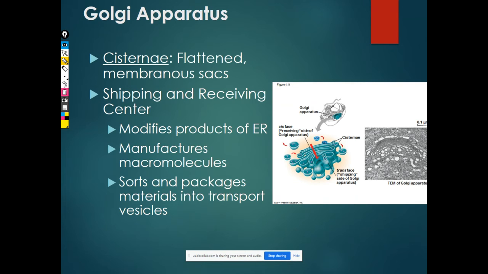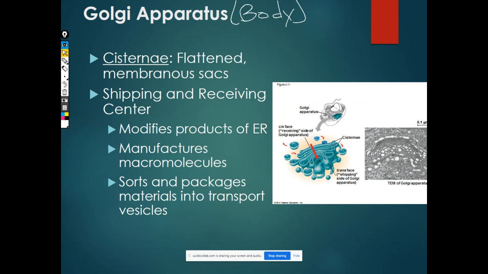Okay, so the Golgi apparatus, which I lazily call the Golgi body, and many other things do too. Both are correct. It serves this function. The Golgi body is made up of membranes, right? Stacked membranes together. And these stacked membranes are called cisternae.